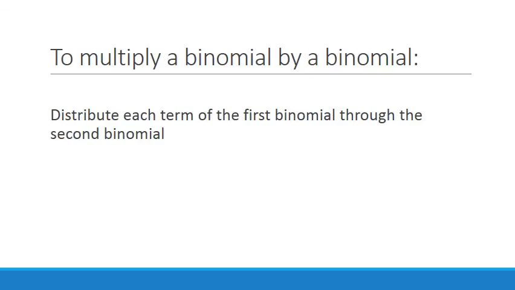Again, summary. So to multiply a binomial times a binomial, distribute each term of the first binomial through the second binomial.